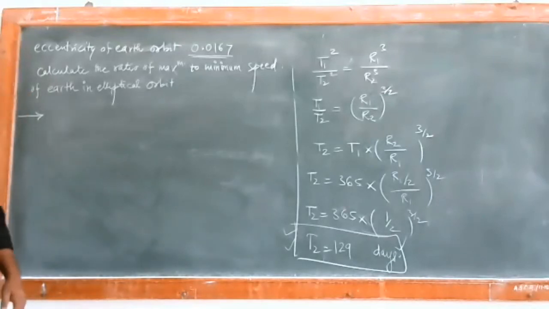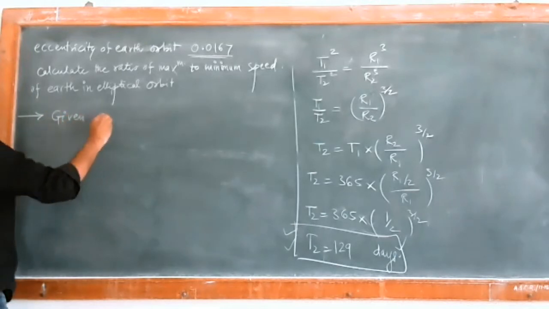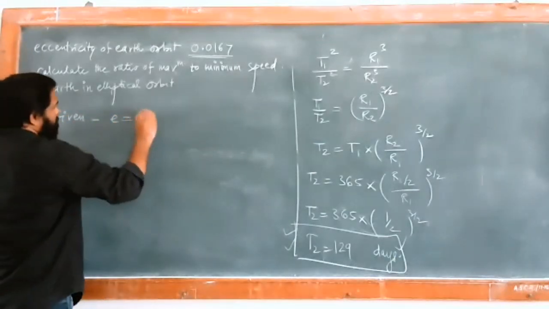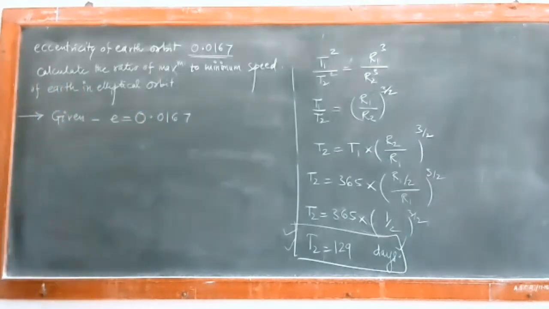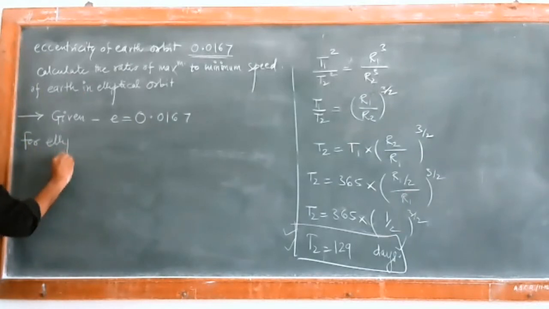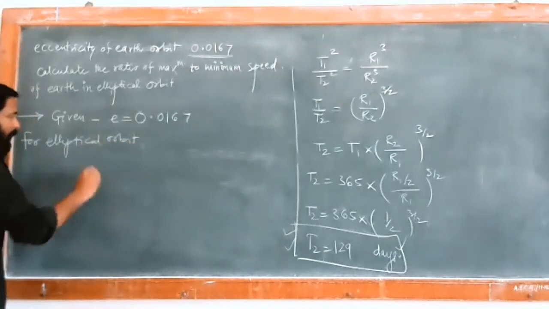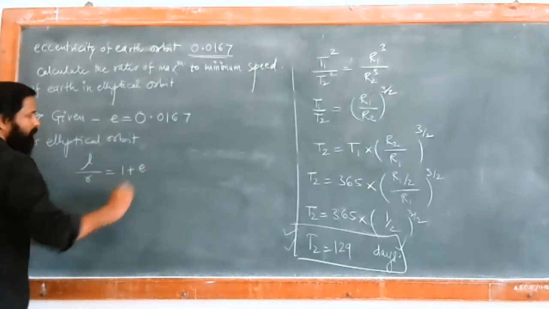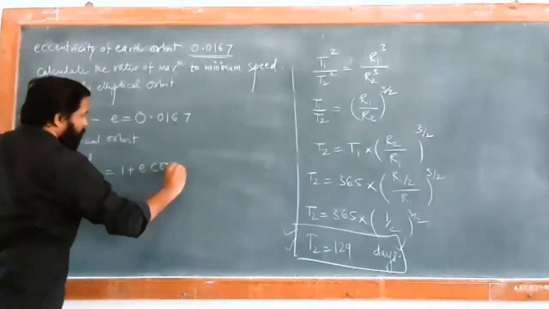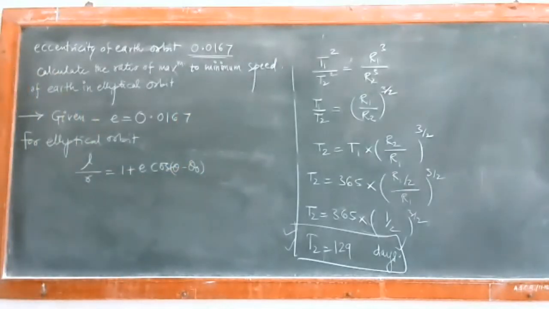The problem is like this. So what is given? The eccentricity is given, which is 0.0167. Okay. So for an elliptical orbit, we can have an equation: L upon r is equal to 1 plus e cos of (theta minus theta naught). So that is your equation.